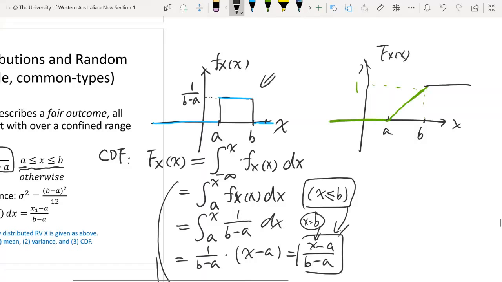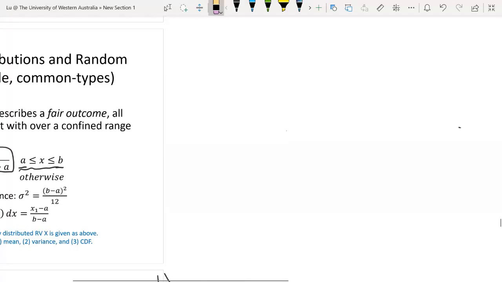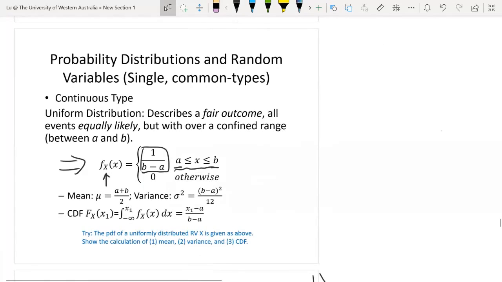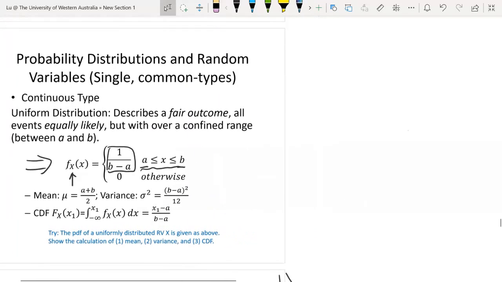Now let's clean the board and keep going with the discussion. But knowing the PDF and CDF is not sufficient, because we also want to know the mean and the variance of the random variable. Let's keep using the same example and determine the mean of this uniformly distributed random variable. Let's use mu to denote the mean of random variable x. Or if you want, you can use the expectation operator, E of x, to denote the mean as well.